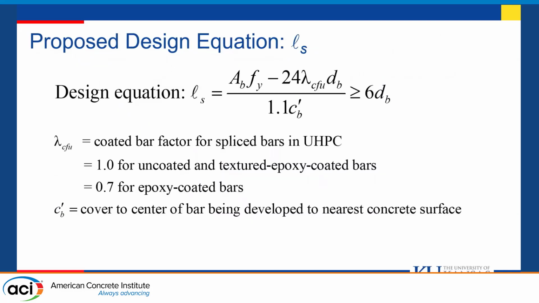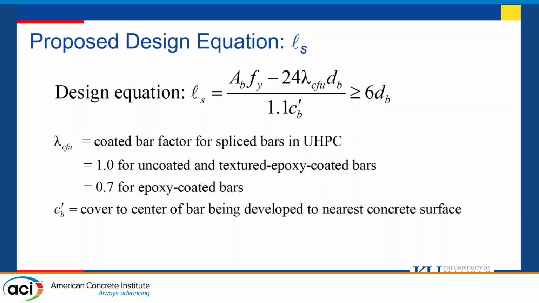So we developed a design equation based on our splice test results, and this is the proposed design equation for splice length of reinforcing bars in non-proprietary ultra-high performance concrete, which depends on bar size, yield stress of bar, bar coating factor, and cover. You can see the bar coating factor is 1.0 for uncoated and textured epoxy coated bars, as they exhibit equivalent bond strength or bar stress in UHPC, and it is 0.7 for epoxy coated bars. We solved this equation for fy and treated it as fs design.